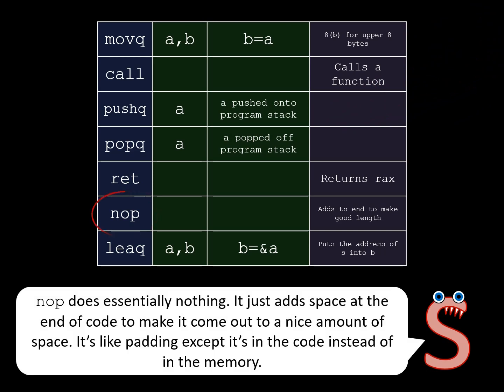NOP does essentially nothing. It just adds space at the end of code to make it come out to a nice amount of space. It's like padding, except it's in the code instead of in the memory.